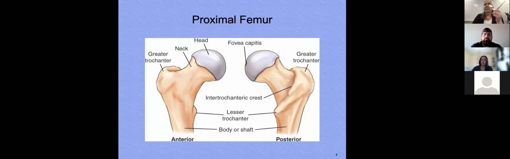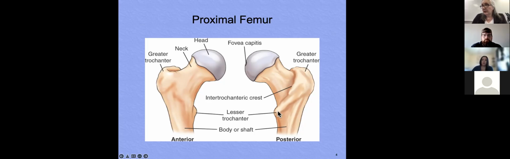When we were talking about the femur, we did mention some stuff at the top. Now, if you look at this, this is an anterior proximal femur. This is a posterior proximal femur. Very similar, but not exact. This right here represents the greater trochanter. This is the lesser trochanter.